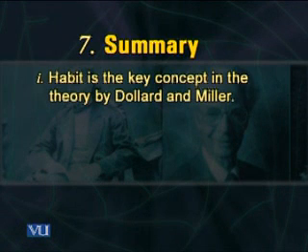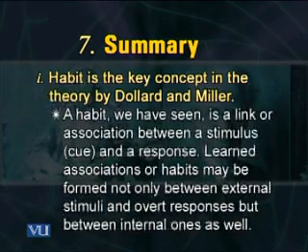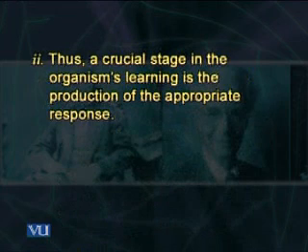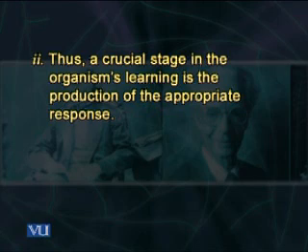Number seven, summary. Habit is the key concept in the theory by Dollard and Miller. A habit, we have seen, is a link or association between stimulus cue and a response. Learned associations or habits may be formed not only between external stimuli and overt responses, but between internal ones as well. Number two, thus a crucial stage in the organism's learning is the production of appropriate response.